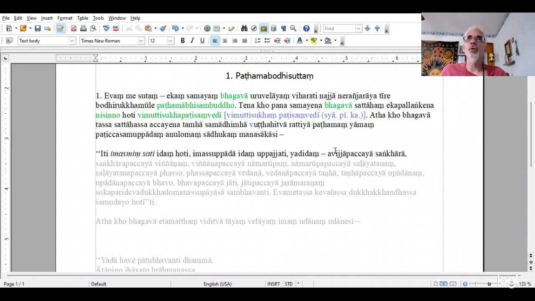But the goal is to remove this ignorance. And when that ignorance is removed, then our misperception of reality is removed. Or another way to say that is, when our ignorance is removed, then we will see things as they actually are.